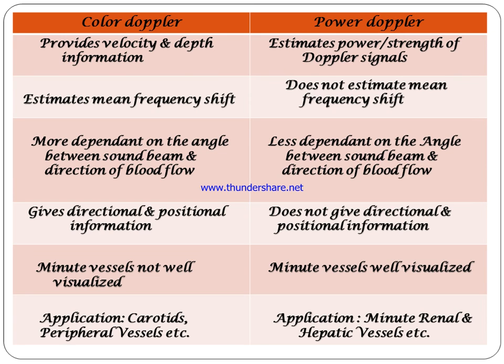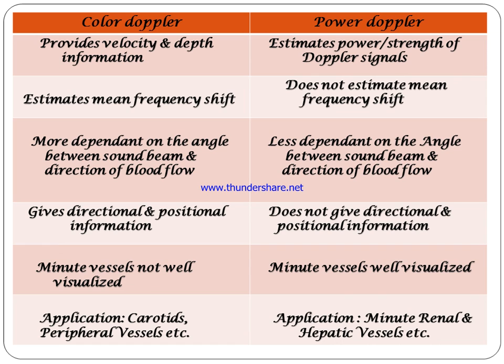And the difference between color and power Doppler. Color Doppler provides velocity and depth information, and power Doppler provides the power and strength of Doppler signals. Color Doppler estimates mean frequency shift; power Doppler doesn't estimate mean frequency shift. Color Doppler is more dependent on the angle between the sound beam and the direction of blood flow, and power Doppler is less dependent on that angle.